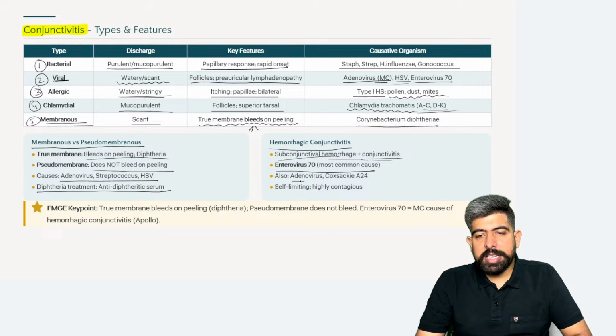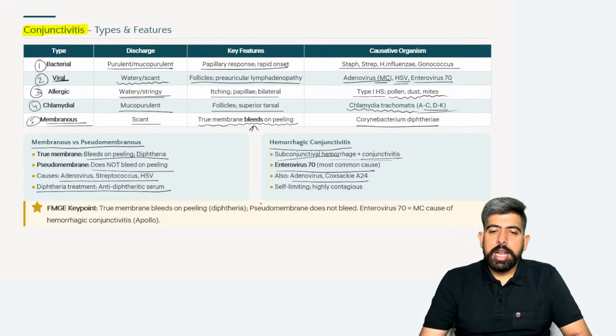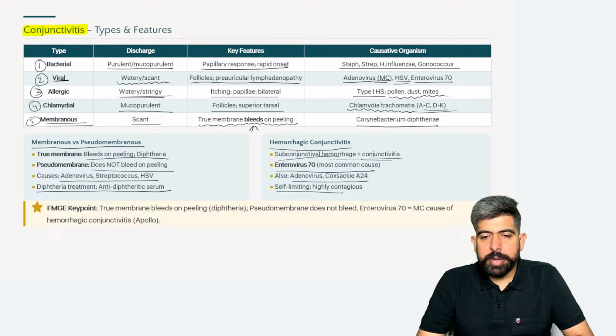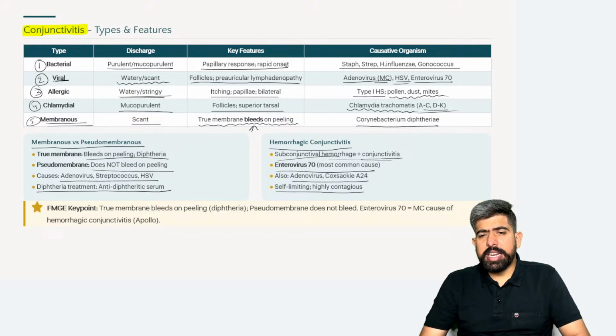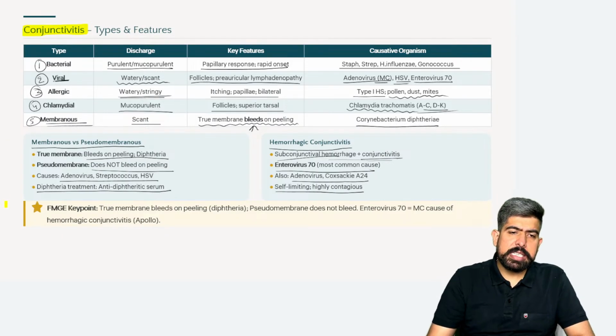Also, it can be caused by adenovirus or Coxsackie A24 virus. It is self-limiting, but it is highly contagious conjunctivitis.